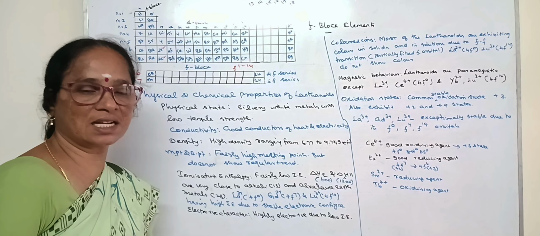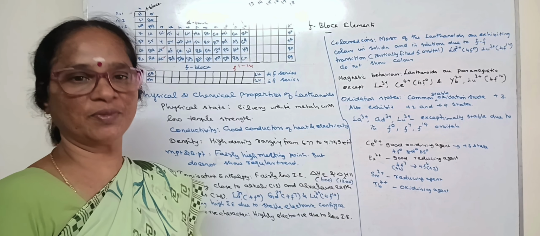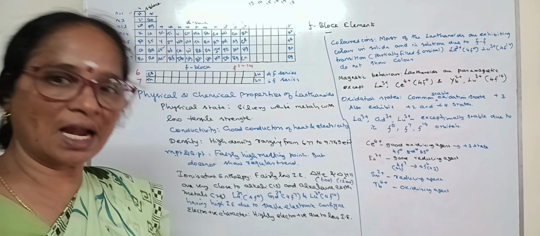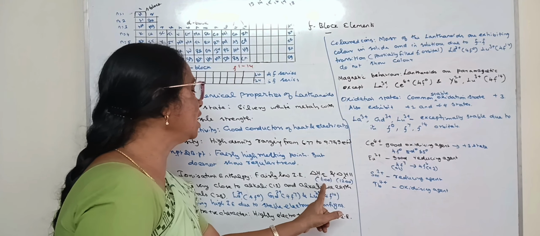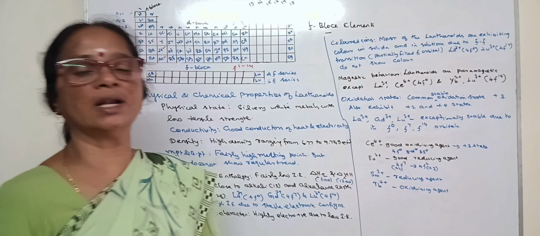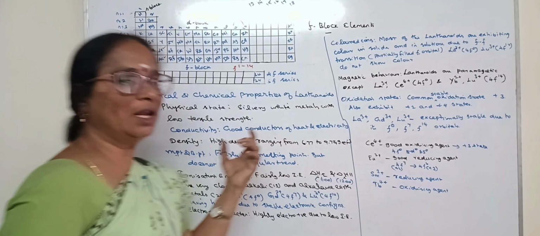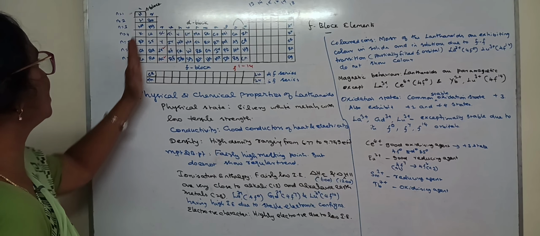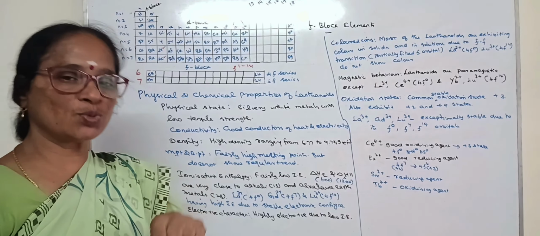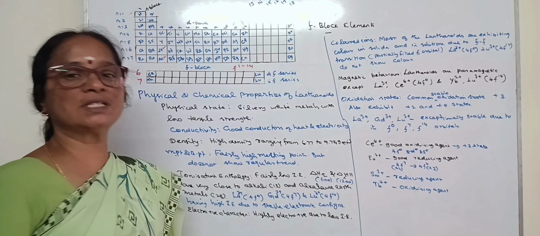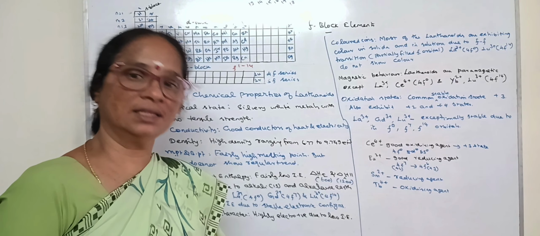This ionization enthalpy, actually, it can exhibit +1, +2, +3 states. So the first ionization enthalpy and the second ionization enthalpy range from 600 kilojoule per mole to 1200 kilojoule per mole, and these values are very similar to those of the first group and second group elements, that is the S block elements. That's why the properties of these elements are very close to the alkali metals as well as alkaline earth metals.